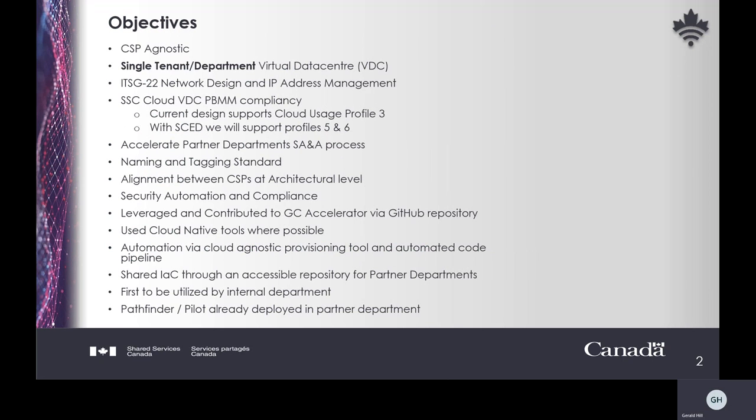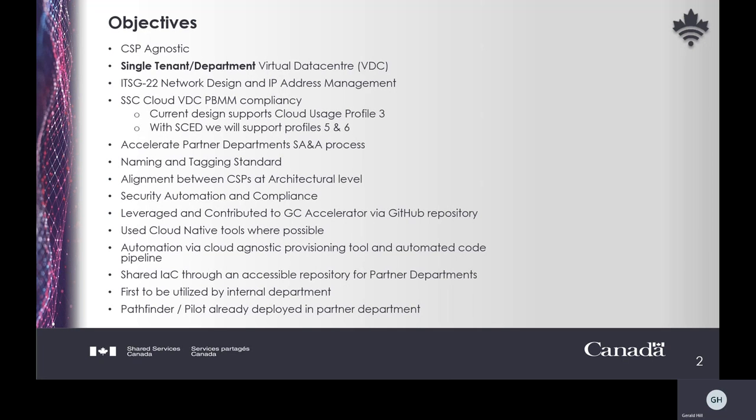Naming and tagging is an extremely important functionality for governance for cloud. I will expand on this a little bit more, but we have created a naming and tagging standard that can be leveraged by GC. Alignment between CSPs at the architectural level: we wanted to make this as easy as possible to support, so we wanted to align whenever possible architecturally between the different CSPs. Security, automation, and compliance, I'll leave that for Tariq to expand on a little later on. We wanted to contribute to the GC accelerators, which we have.